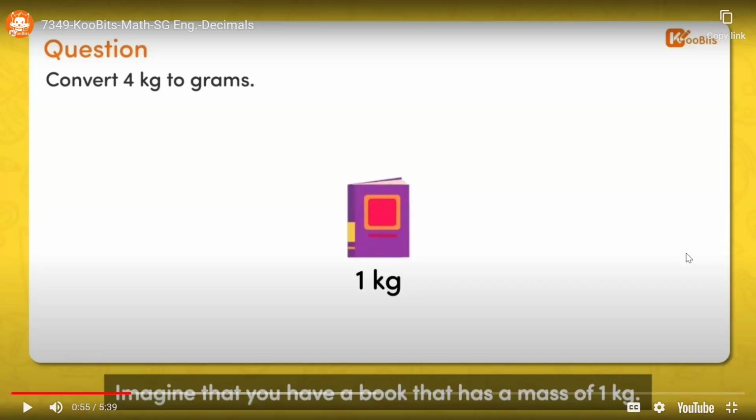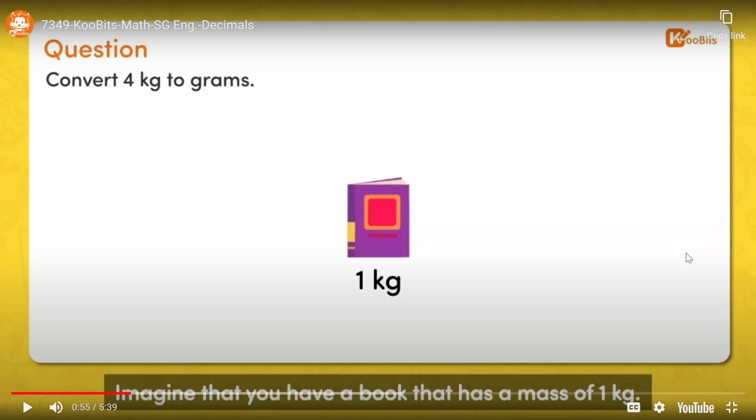I'll give you 1 minute to find this video on your Koobits page. Is that ready? It's not the same. This is kilogram to gram. Yours is kilometers to meter. Yeah. So you try to find this video on your Koobits platform. You got it?